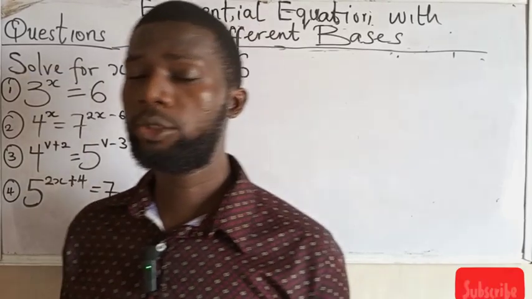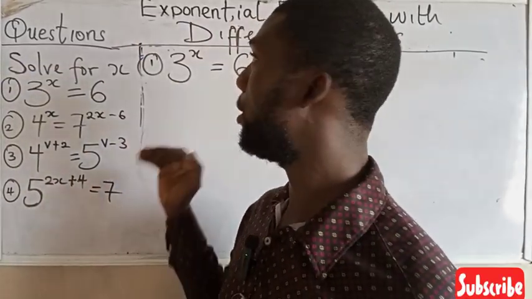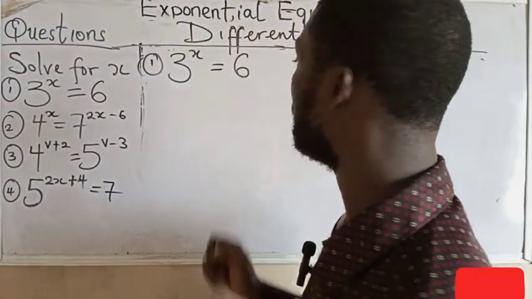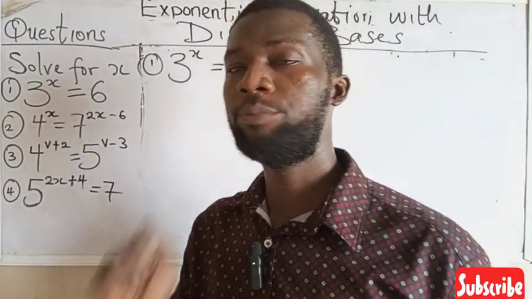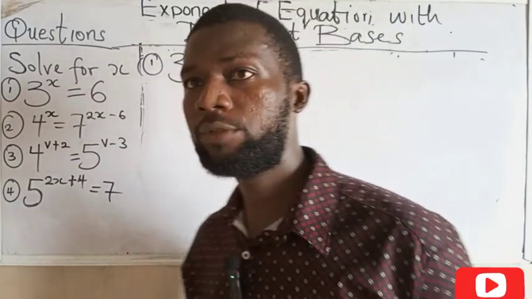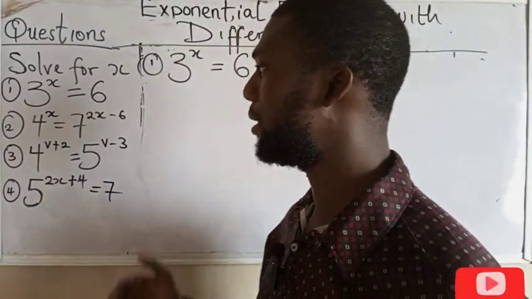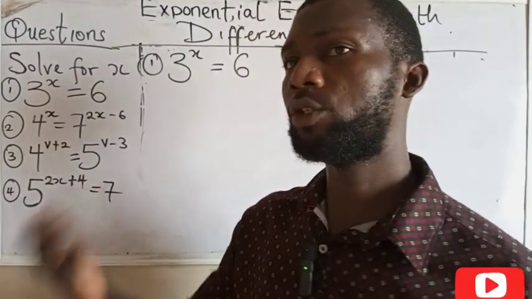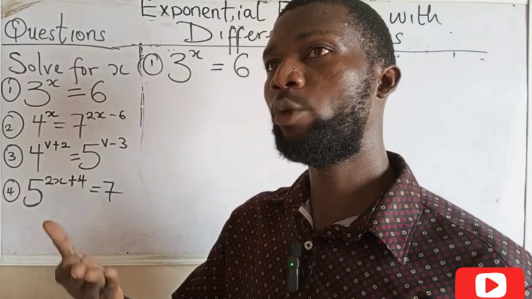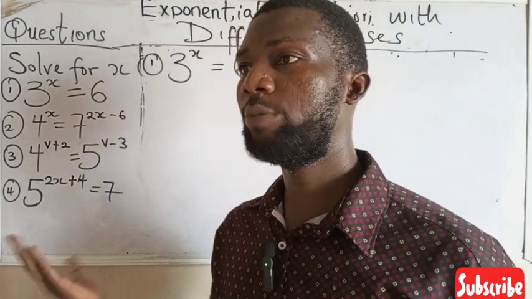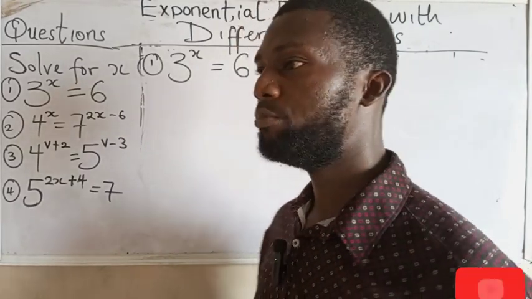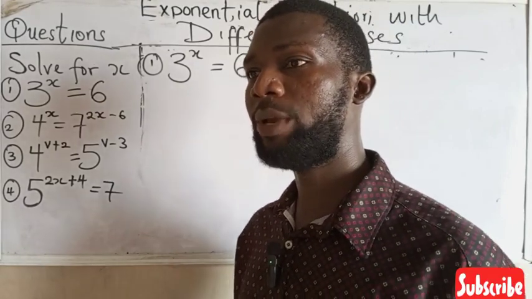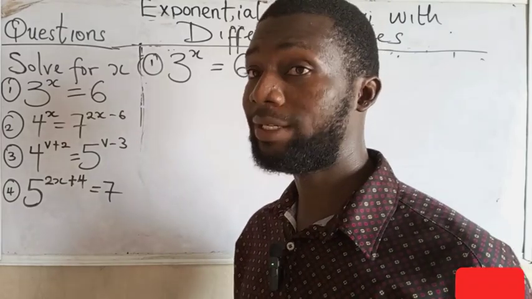Today we are going to be looking at how we can solve questions on exponential equations with different bases. In our last video, we looked at how we can solve exponential equations in such a way that we reduce the base to its lowest common base. It means that the base on the left hand side and the base on our right hand side were the same.